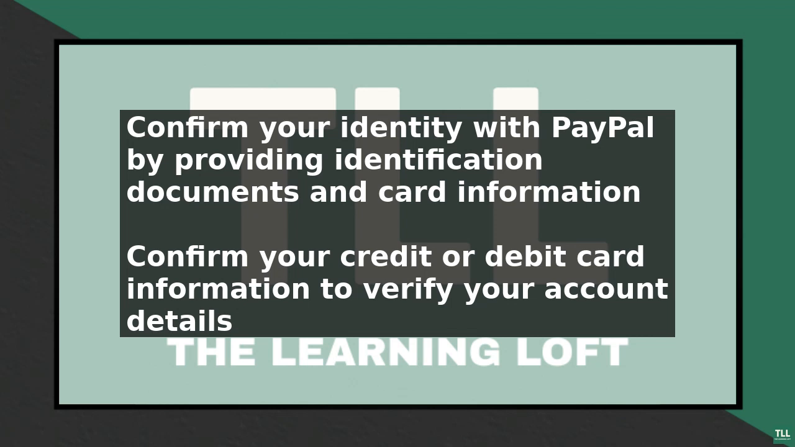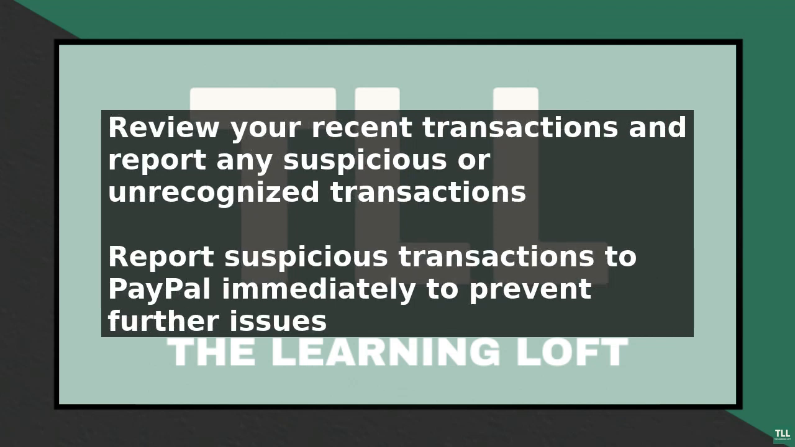Step 4 is to update your security settings. Make sure your password is strong and unique, and consider enabling two-factor authentication to add an extra layer of security to your account. Step 5 is to monitor your account activity regularly. Keep an eye on your transactions and report any suspicious activity to PayPal right away.